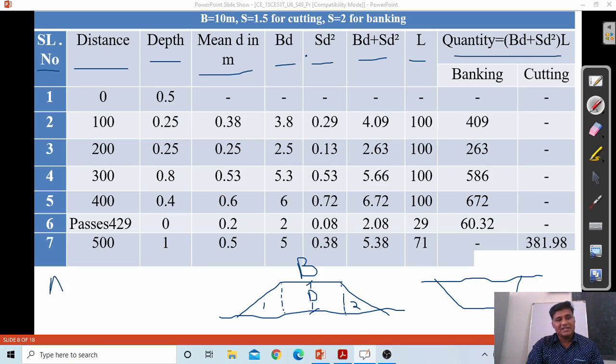So total area is equal to, what is the area of the rectangle? B into D, plus. Here the slope of banking is 2 is to 1, so S is 2 is to 1. Then what will be this distance? The slope into depth will give me this width on both sides. This is also S into D.